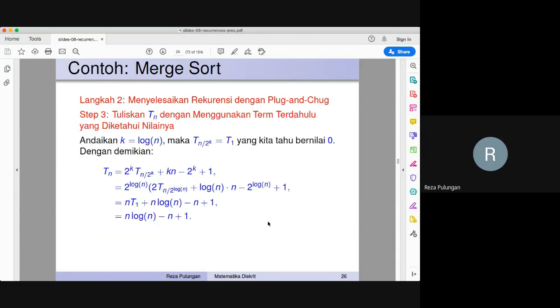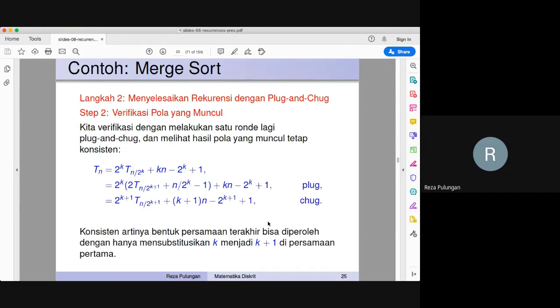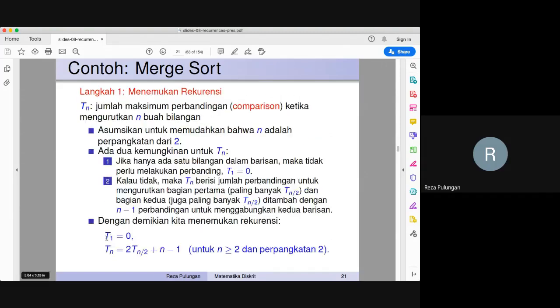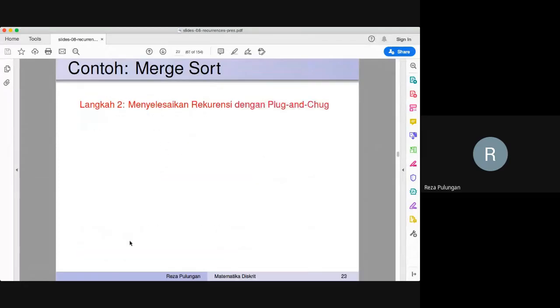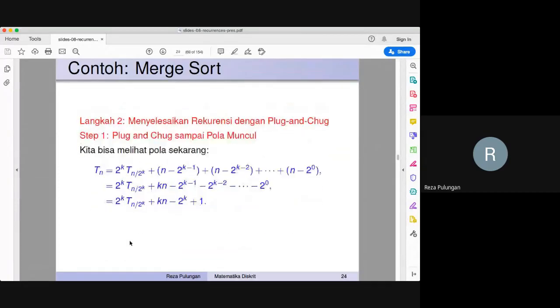The final step. What is the final step? The final step is to use the boundary condition. What is the boundary condition? The boundary condition is this one. This is the only thing that we know. T1 is equal to 1. We are going to use that by looking at this formula. Look at this. This is the pattern that we obtain.